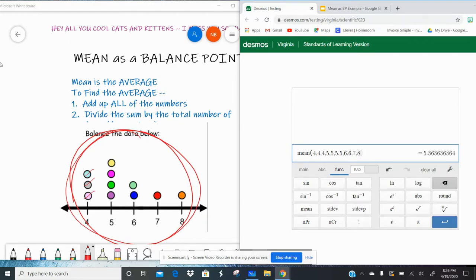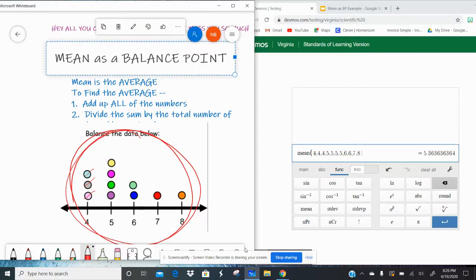So the mean of this data set, or the balance point, is 5.363 and so on, right? So we'll round it to 5 as the balance point or the mean of this data set. So that calculator is super handy. If you have any questions, let me know, but that's the basics of what you need to know about mean as the balance point.